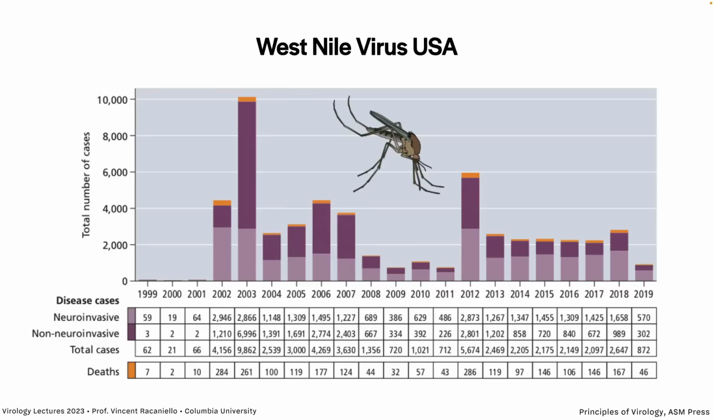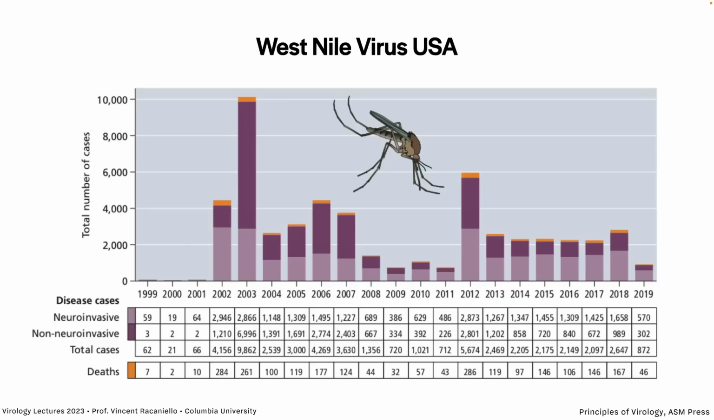Here are some cases in the U.S. to give you a sense of the numbers. In different years, you have different numbers of cases. So you can see 1999, of course, that's the year it came in. And then it starts spreading across the U.S. We have big outbreaks in 2002 and 3, and then smaller ones here, and then bigger ones again. And we're not quite sure what determines the number of cases every year.